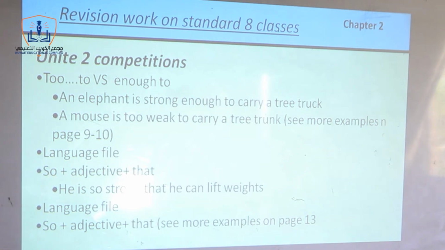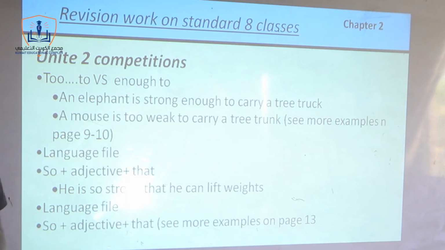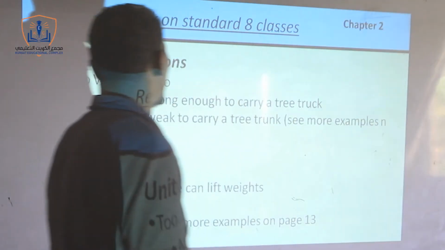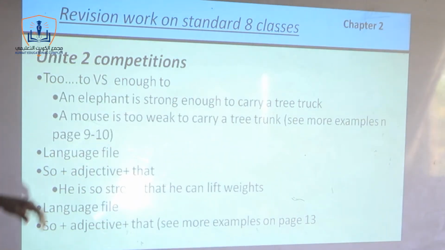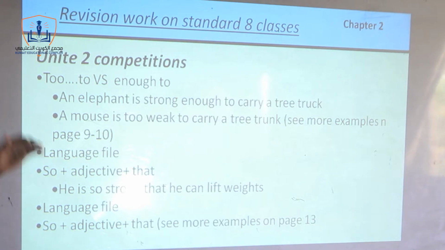For example, when we are comparing two things, we use too versus enough to. Some students get confused when they use too in the place of enough to. You make sure that the two adjectives used in both sentences are opposites. This is the best way to use too and enough to.